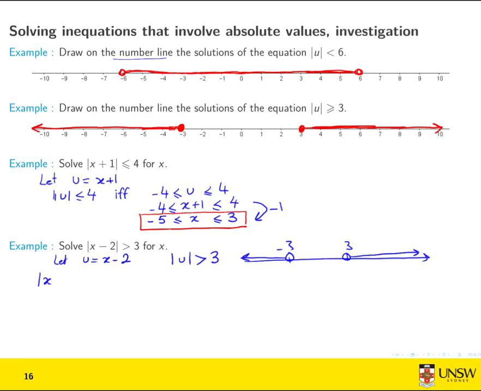Absolute value of x minus 2 is greater than 3 means that either your x minus 2 is less than -3 or x minus 2 is greater than 3. And again, you can solve by adding 2 to both sides, and you get that x is less than -1. And on this side, same thing. You want to get rid of this minus 2, so you add 2. And you're going to get x is greater than 5.